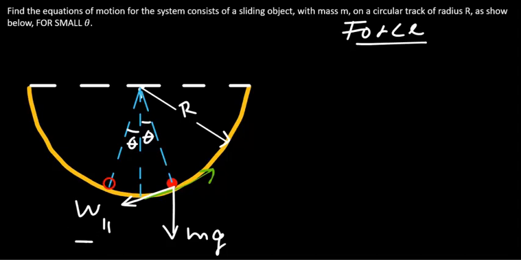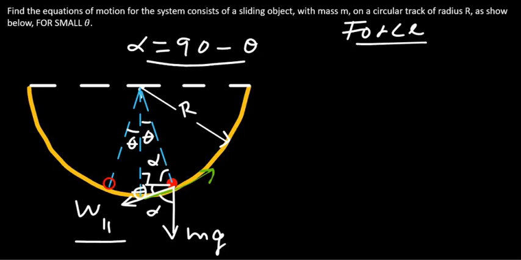So let's try to calculate this component of the weight using trigonometry. So this is 90 degrees. You can take this angle to be alpha, where alpha is 90 minus theta. What that means is this has got to be alpha, because this is theta. Theta plus alpha is 90 degrees. This line here extends from the center of the circle, and this is the tangent. So together they make 90 degrees. The motion of this object is along this arc.